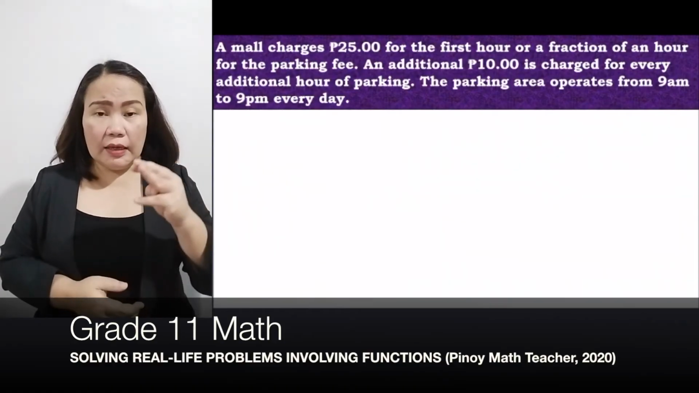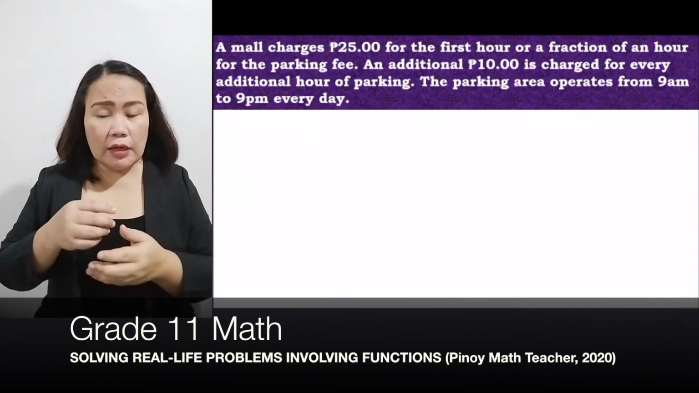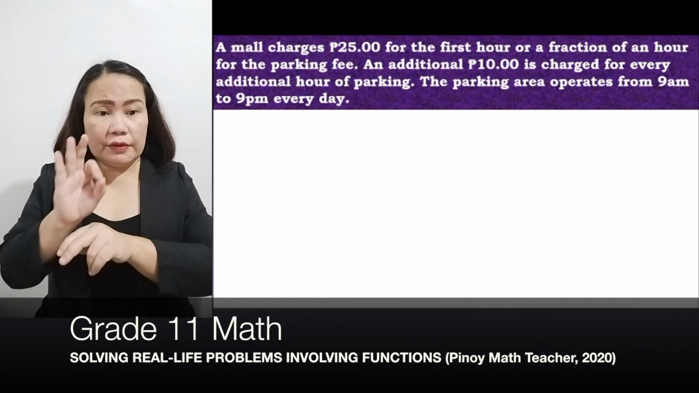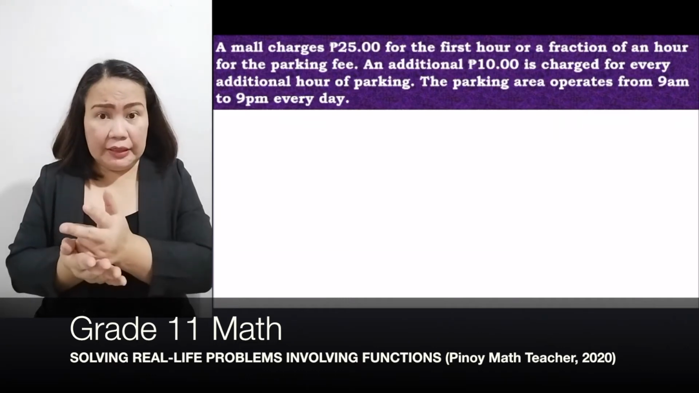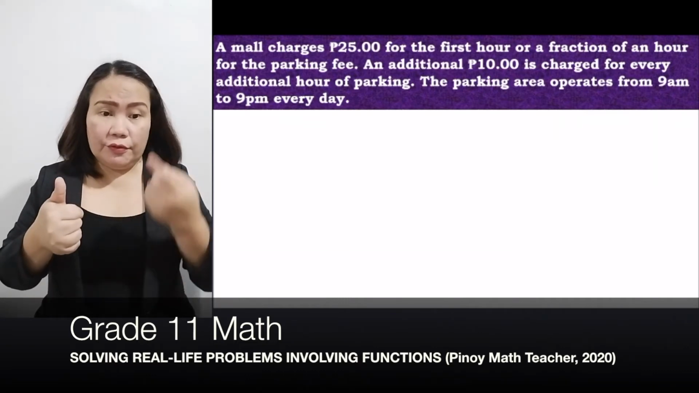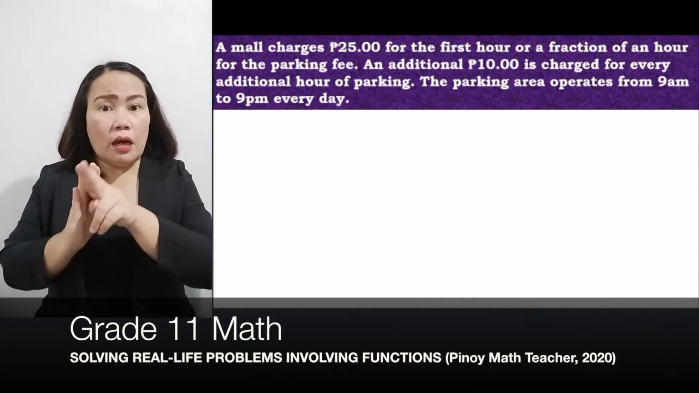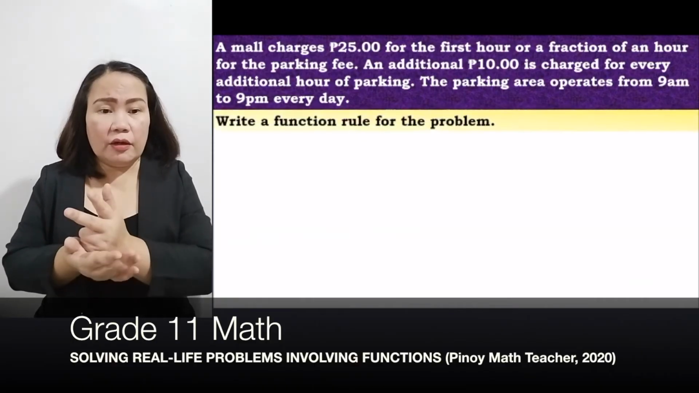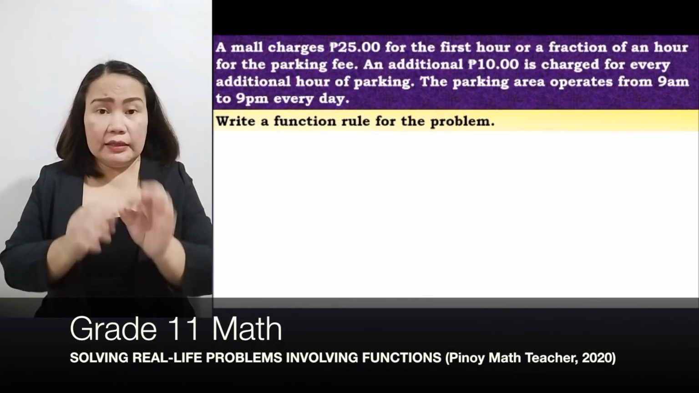A mall charges 25 pesos for the first hour or a fraction of an hour for the parking fee. An additional 10 pesos is charged for every additional hour of parking. The parking area operates from 9 a.m. to 9 p.m. every day. So write a function rule for the problem.